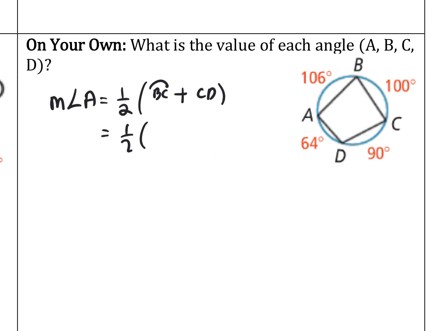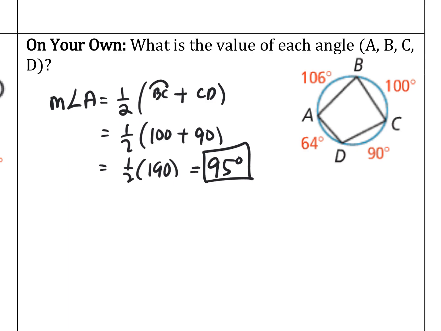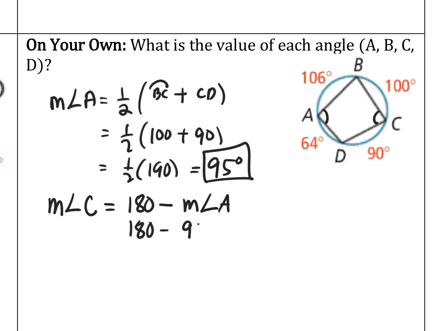Okay, so one half, what's the size of our arc BC? It's going to be 100 plus your 90. So that's going to give you one half of 190, which is going to give you 95 degrees. So we're going to get its opposite, which is the angle C. Therefore, the measurement of angle C here is going to be 180 subtract the measurement of angle A. So in this case, this is going to be 180 minus 95. Therefore, it's going to give you 85 degrees only.